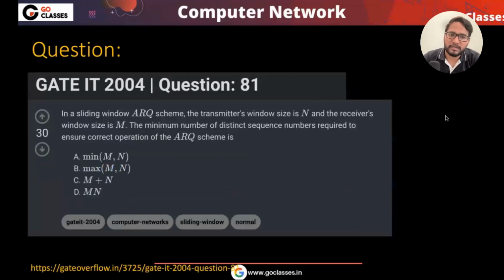Just let me know what the answer is here. In a sliding window ARQ scheme, the transmitter window size is n and the receiver window size is m. What is the minimum number of distinct sequence numbers required to ensure the correct operation of the ARQ? Receiver window size is m, right? So minimum you need m plus n sequence numbers. So C is the answer.